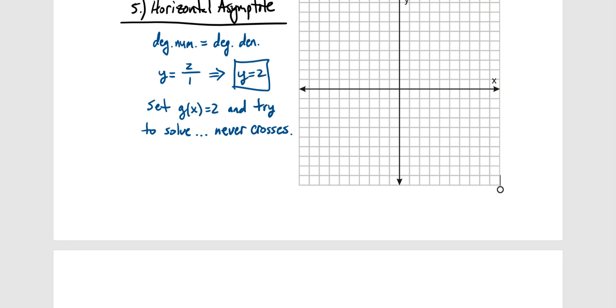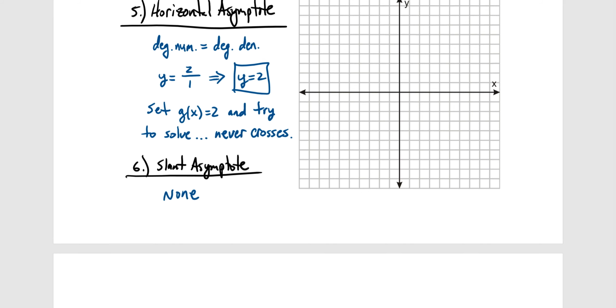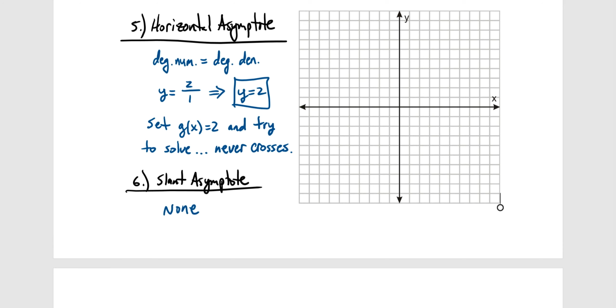And then for the sixth one, for slant asymptote, we know there's no slant asymptote because we already have a horizontal asymptote, and the degree of the numerator is not greater by 1 than the denominator.